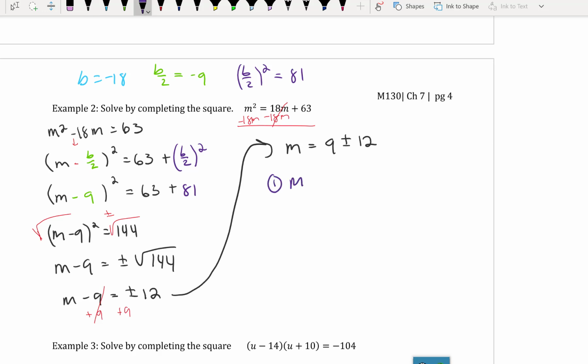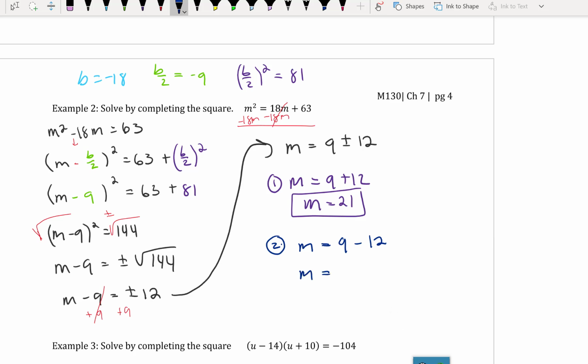So I'm going to split this up. I'm going to have m is equal to 9 plus 12. So 9 plus 12 gives me 21 as my final answer. The second answer is going to come from the second part, which is 9 minus my 12. And 9 minus 12 gives me negative 3. So m equal to negative 3 is going to be my second answer. And of course, you always want to check your solution.